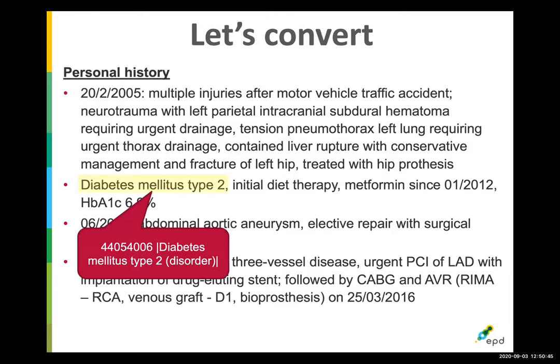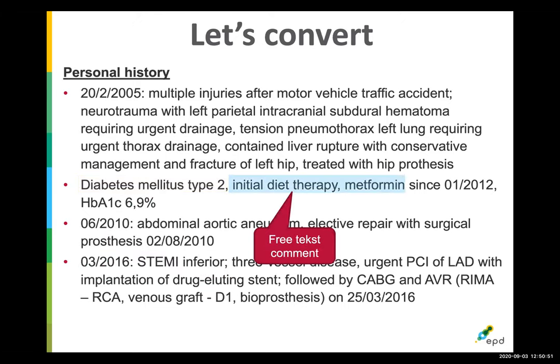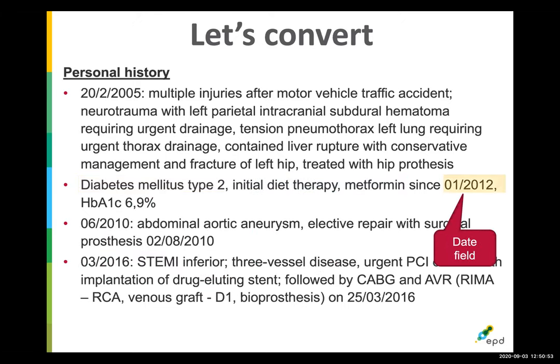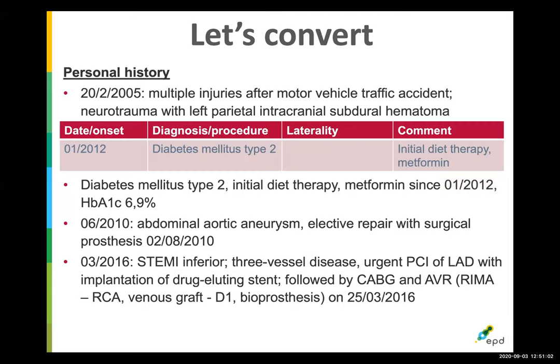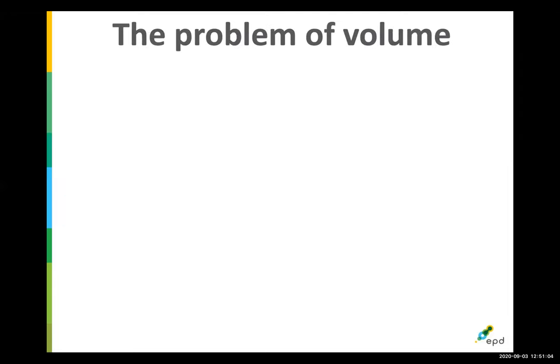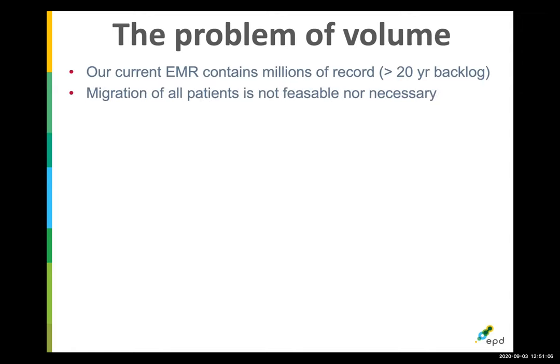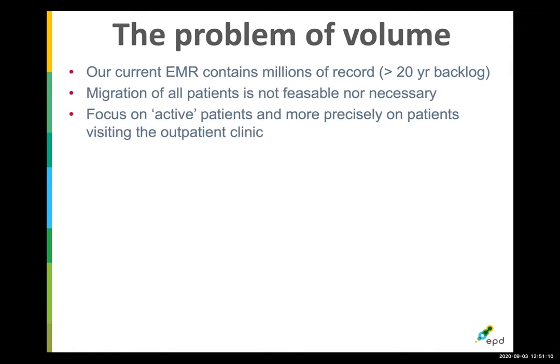So let's do it. You can go through a text and then start to annotate, and you will find the different parts of the information model. But of course, if you have to do that manually, it's impossible. So we have millions of records. We won't be able to do it all.